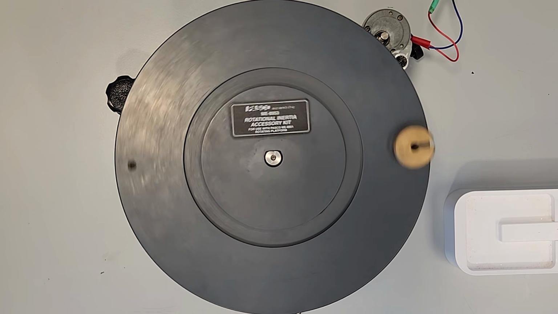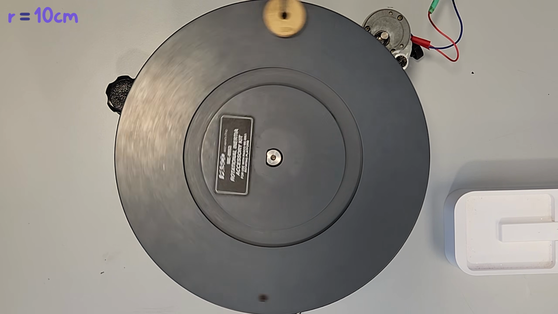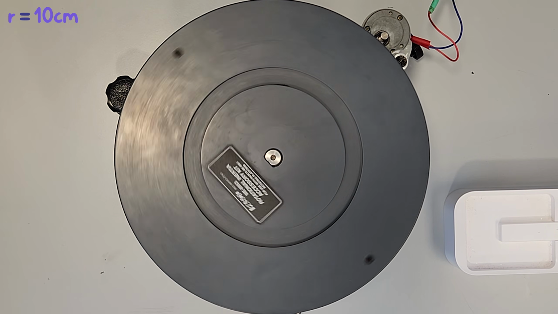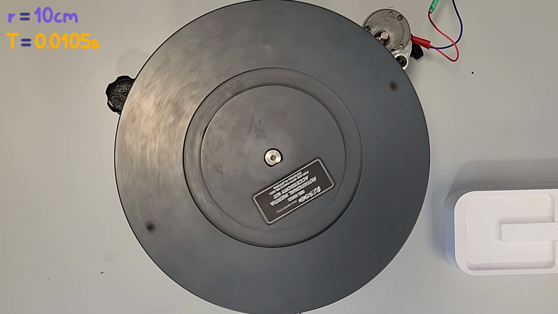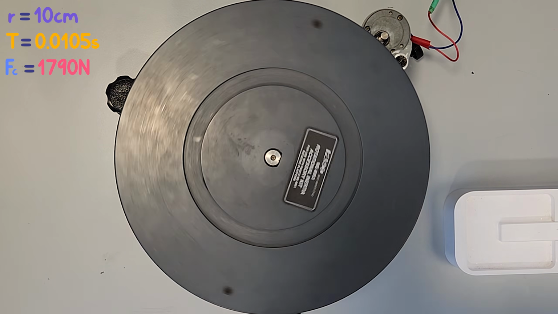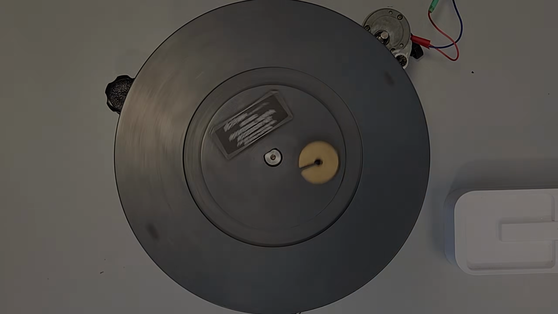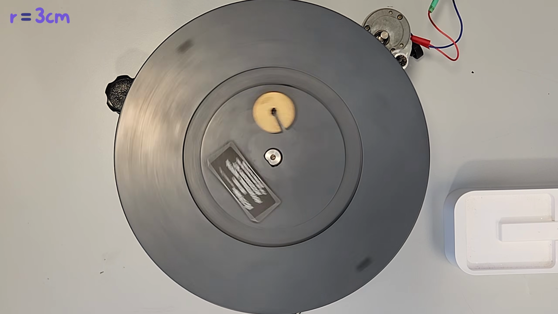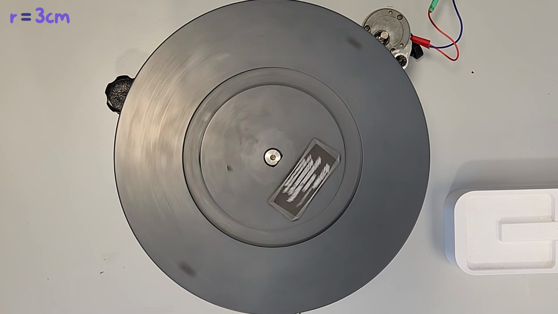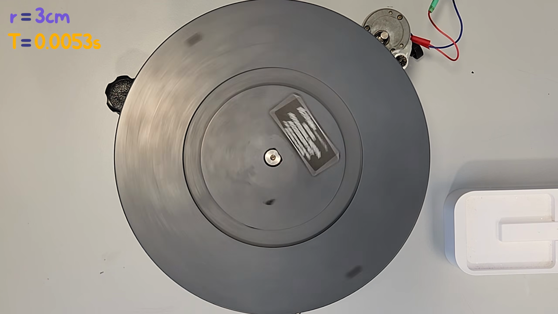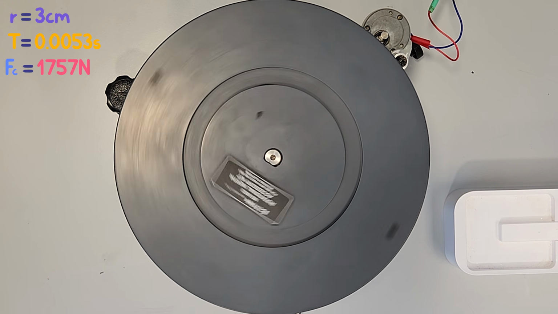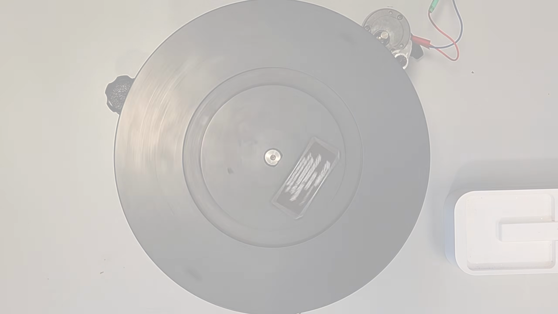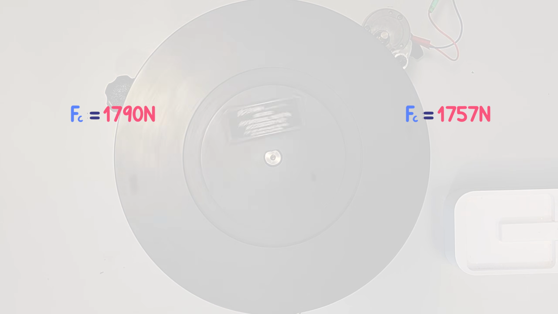Placing the disc at a radius of 10 centimeters, the disc slides off at a rotational period of 0.0105 seconds. Putting these numbers in gives us a force of 1790 newtons. Repeating this for a radius of 3 centimeters, the disc slides off at a rotational period of 0.0053 seconds, which gives a force of 1757 newtons. As expected, the forces are more or less the same, with a difference of only 1.8%.